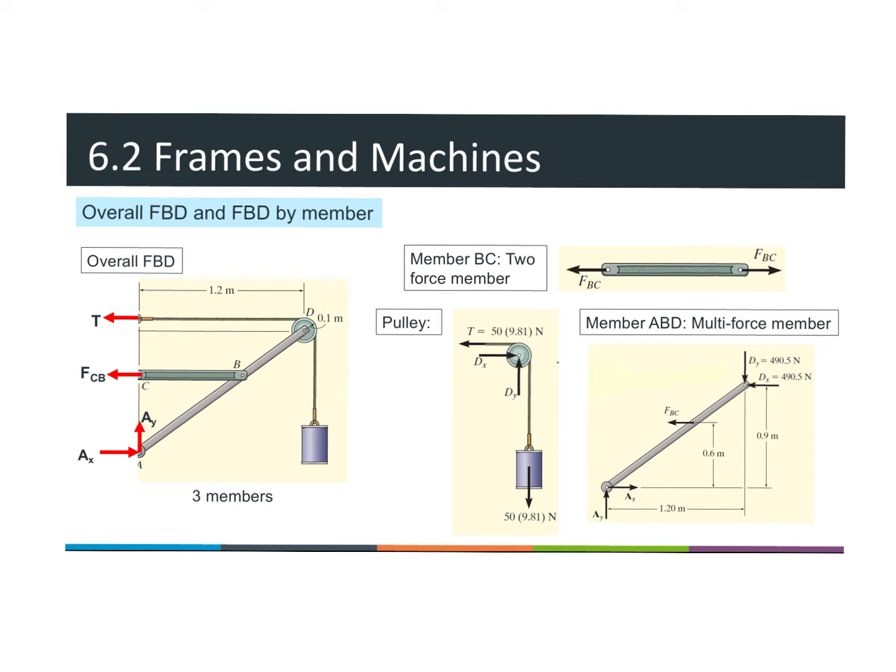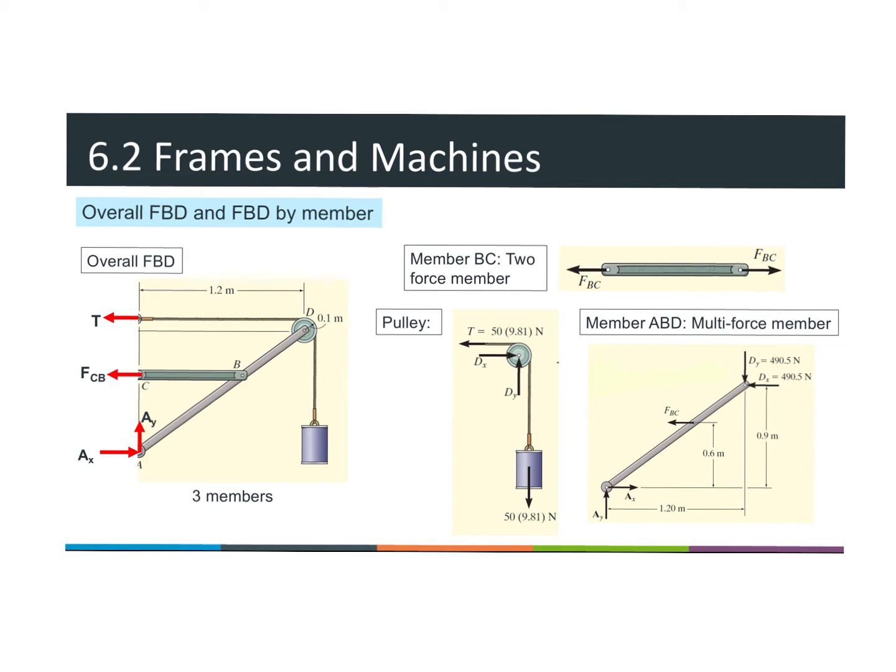Okay, so for FBD, we can take either the overall FBD, the FBD for the two force member, the pulley, or the member of the multi-force member, depending on the question. So basically not all FBDs are required, right? We have to depend on the question. What are the forces that they need to find? That means we do not necessarily have to draw all the FBDs unless the question asks you to do so.